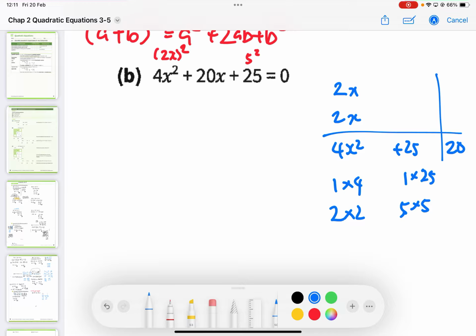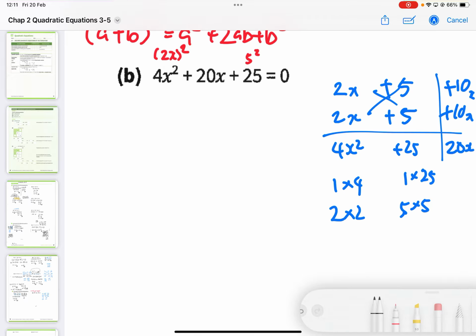Okay? If I have 25, definitely too big. 25 times 2 is already 50, so I cannot get back 20. So definitely 5 and 5, and everything is positive. Okay? Then I will have plus 10x plus 10x, 20x. So I can still use my factorization if I cannot see the identity. This one also done. Okay?